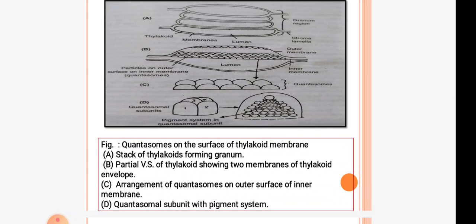Let us see this figure which shows contasomes on the surface of the thylakoid membrane. Thylakoids form granum. Thylakoid showing two membranes of the thylakoid envelope. The contasomes are arranged on the outer surface of the inner membrane and contasomal subunits are with pigment systems.